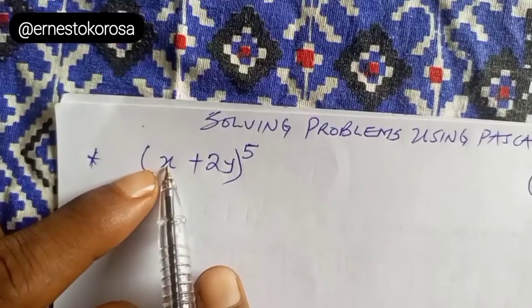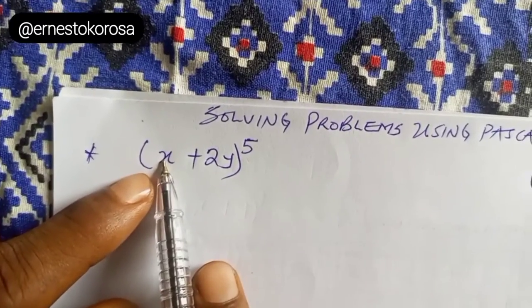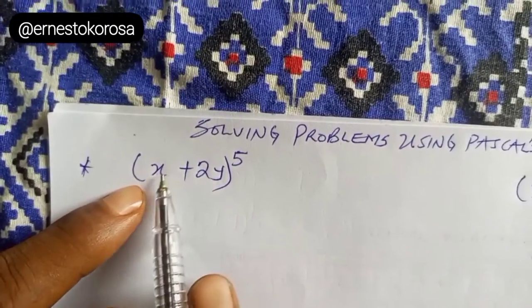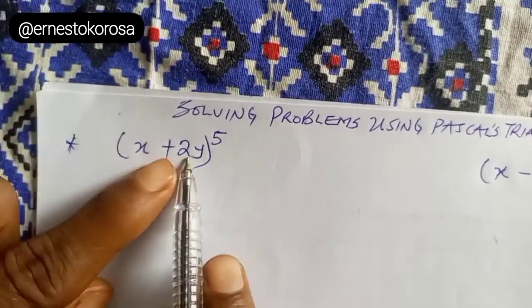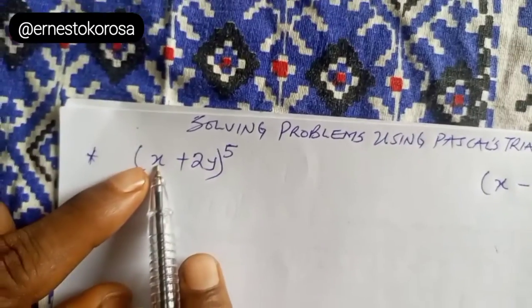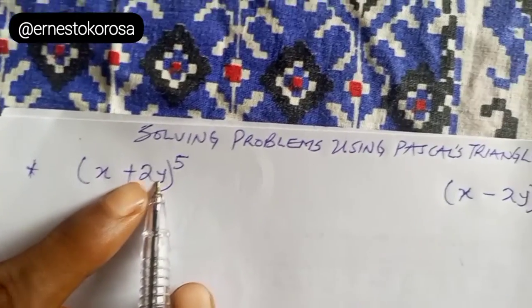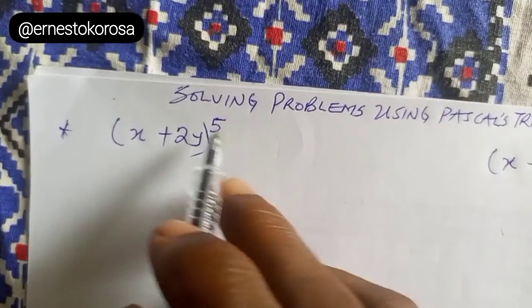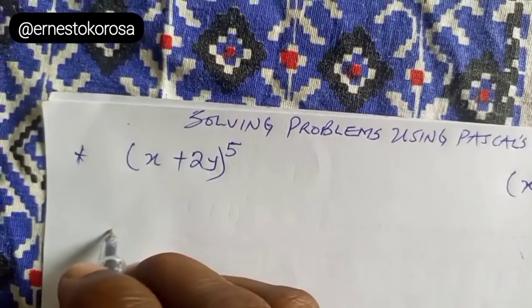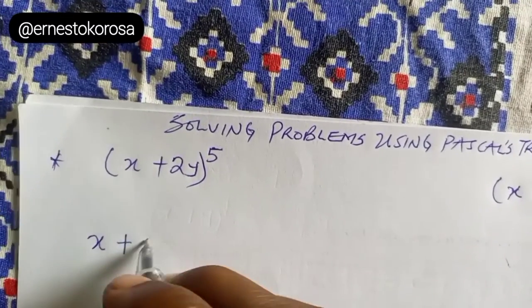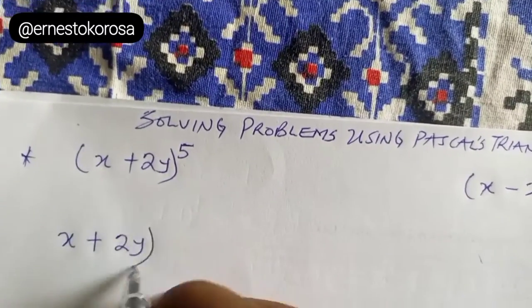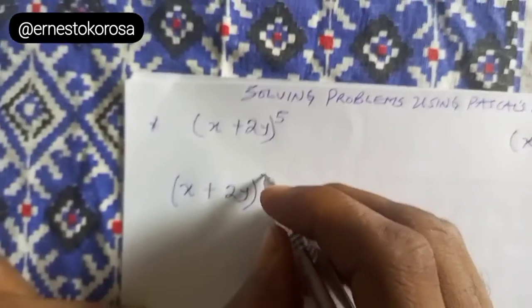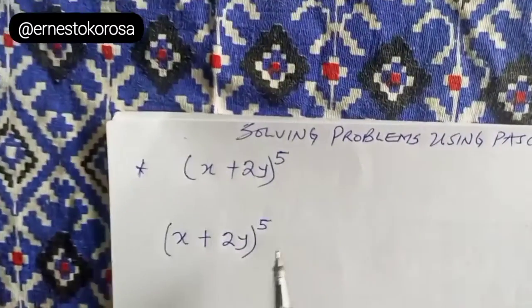During expansion, you will notice that as x decreases, y takes its place. As x decreases, y increases. We shall see as we solve the problem. So in this section, we shall be taking this problem. We have x plus 2y raised to power 5. Let's solve using Pascal's triangle.